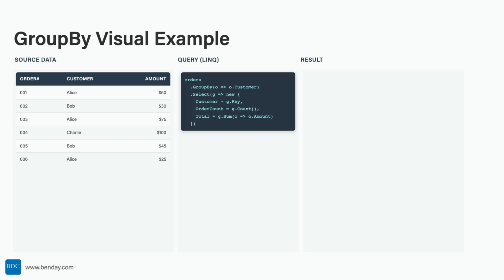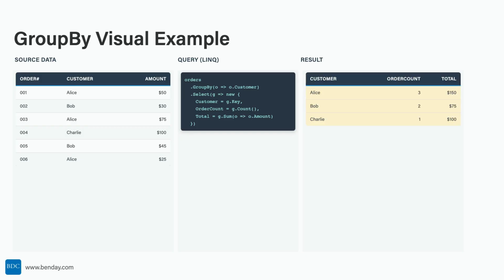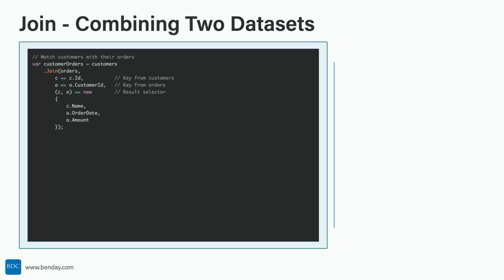We group by customer name, then for each group we calculate the count and sum of amounts. The key gives us the customer name. Boom. 6 individual orders transformed into 3 customer summaries. That's the power of GroupBy, turning raw transactions into insights. This is exactly the kind of data transformation you'll do constantly in real applications, rolling up detail records into summaries.